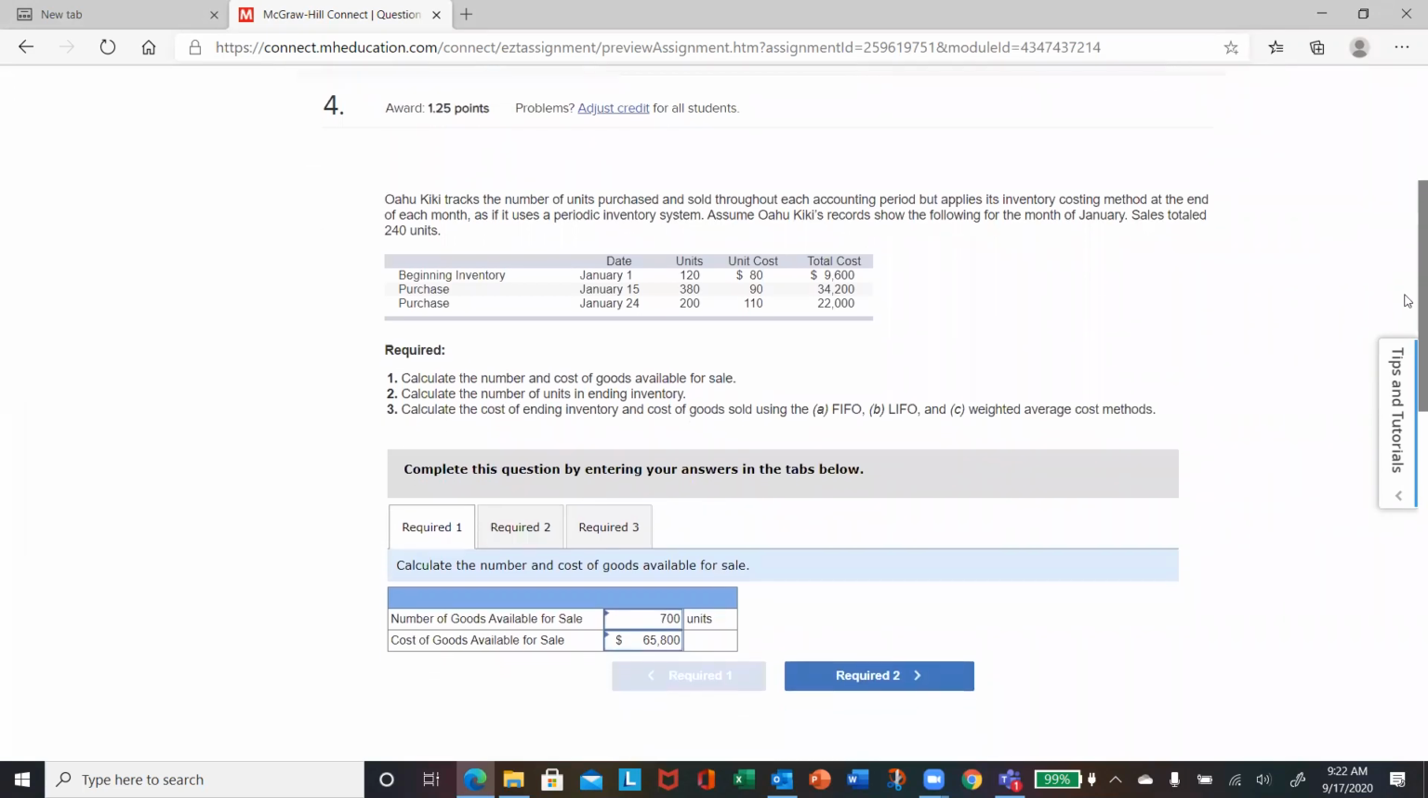On number 4, we've got some more inventory problems. On this one, we're using the periodic method. They know the sales total 240 units, so they give you sales units of 240. Then we're going to go through the 3 methods: FIFO, LIFO, and of course, weighted average. So we'll get goods available, units in ending inventory, and then the cost of goods sold. Here are the answers, but I'll go through the explanation in a minute. So let me page down.